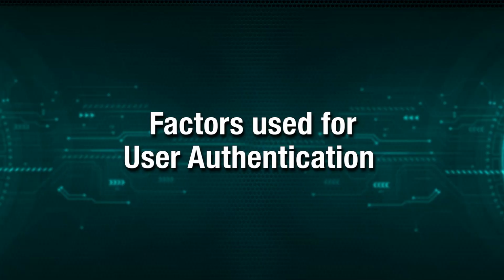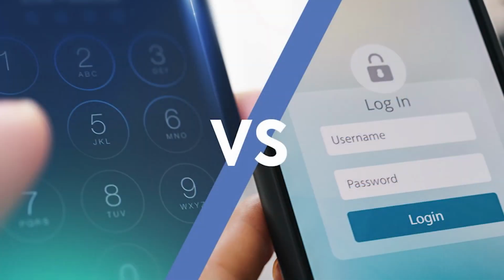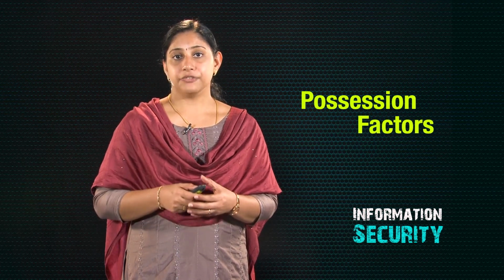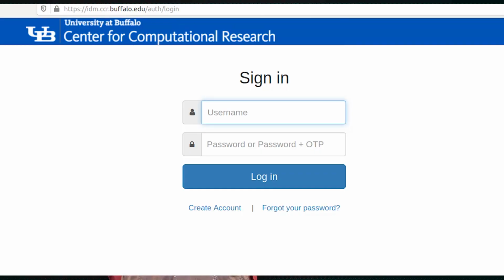Factors used for user authentication. The main factors used in user authentication include the following. Knowledge factors include all things users must know in order to log in to gain access to a system. Usernames, IDs, passwords and personal identification numbers or PINs all fall under this category. Possession factors consist of anything users must have in their possession in order to log in. This category includes one-time password tokens, key fobs, smartphone apps and employee ID cards.